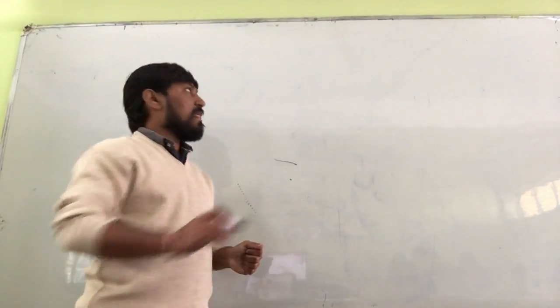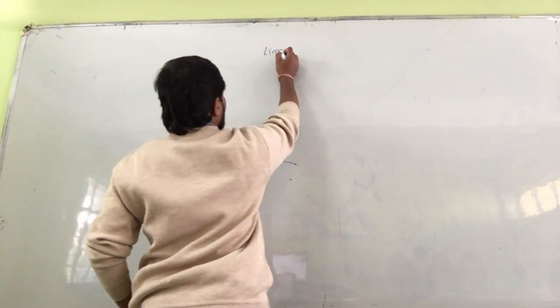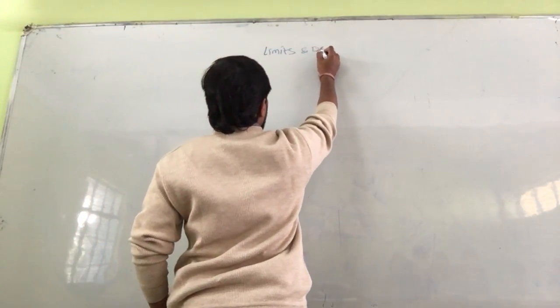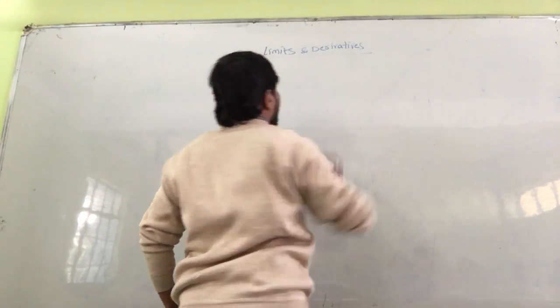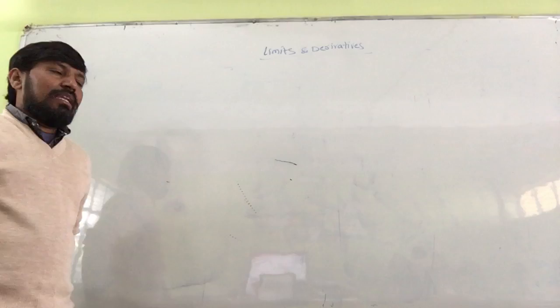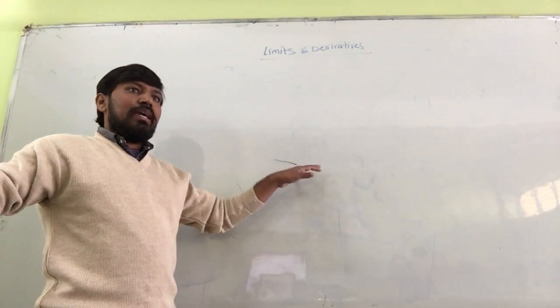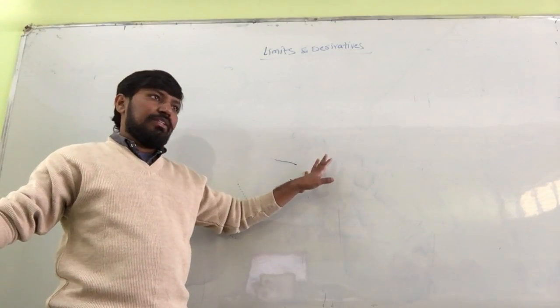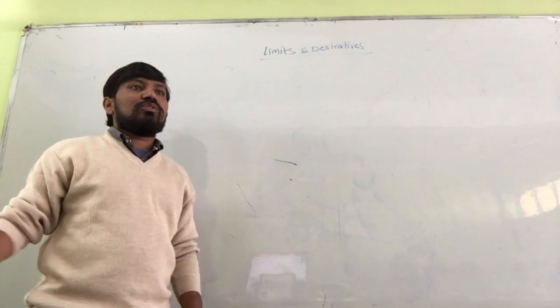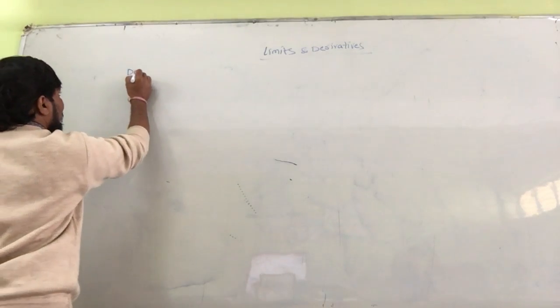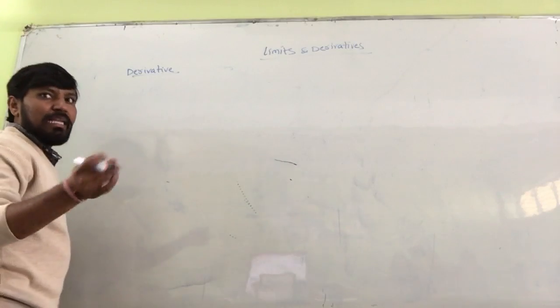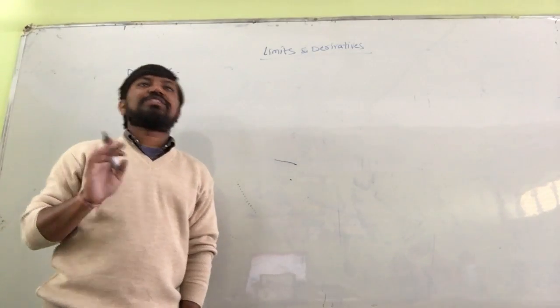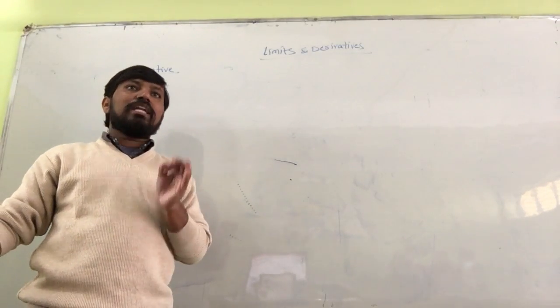Definition, limits and derivatives. In the previous class we have learned limits. Limit x tends to a, f of x, you have learned it. Okay, so now derivatives. What is meant by the definition of the derivative? First, let us learn the derivative of a function at a particular point.